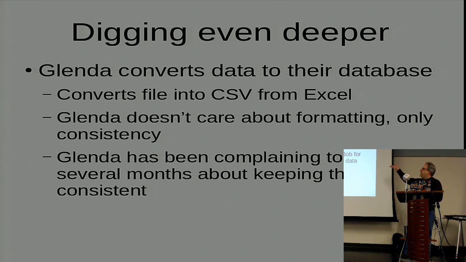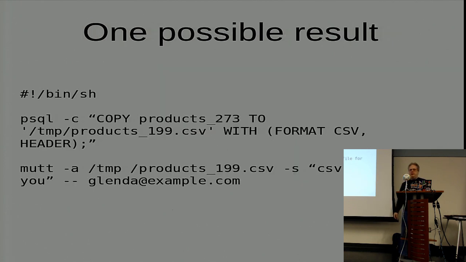But Glenda's been complaining to Bob for several months about keeping the data consistent. Because Bob likes to throw a little extra formatting in there, likes to highlight things, likes to throw all sorts of stuff in there, and it's not needed. All she needs is a CSV file. So we took our complicated Python script, throwing it into OpenPyXL, throwing it into an email, and we turned it into something like this.